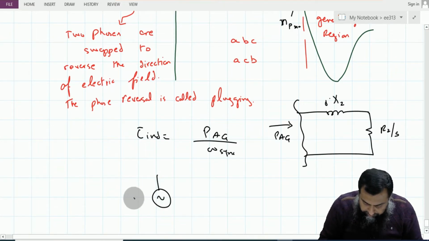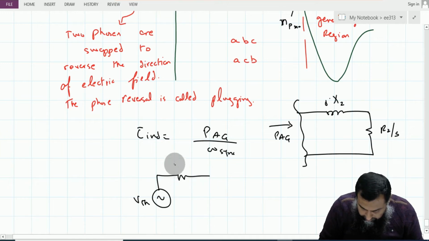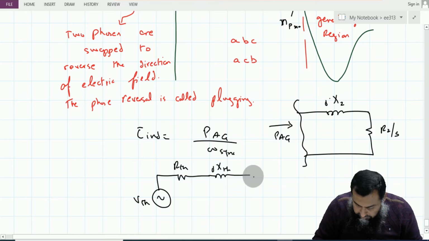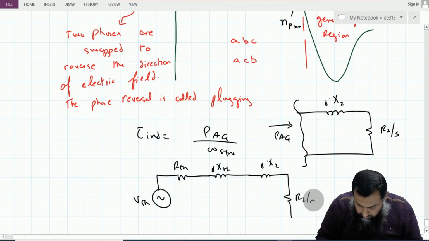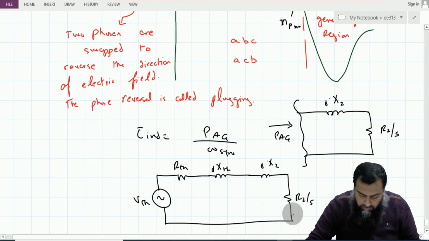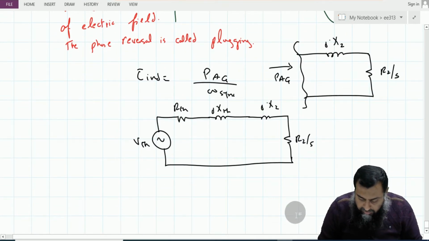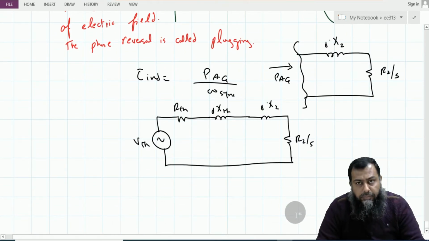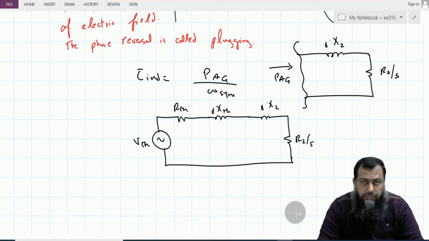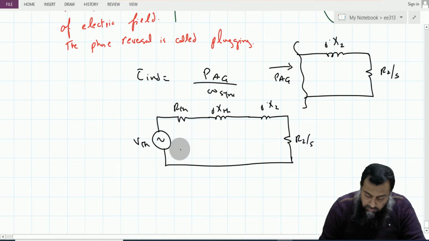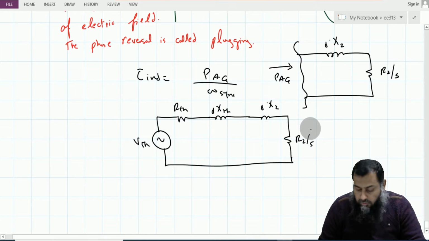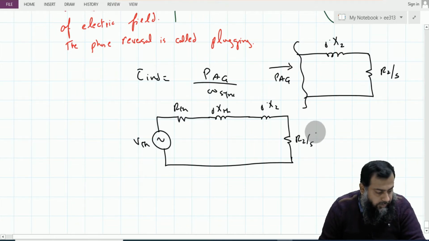Here we have this V Thevenin, this is the R Thevenin, and here we have the jX Thevenin. Here we have this one is the jX2, and this is R2 over S. Now, if this R Thevenin becomes equal to this R2 over S, then according to the maximum power transfer theorem, the maximum power is delivered from this V Thevenin to this load, which is this R2 over S.